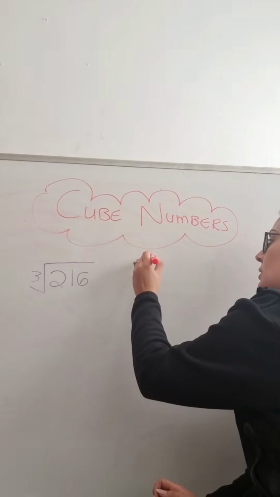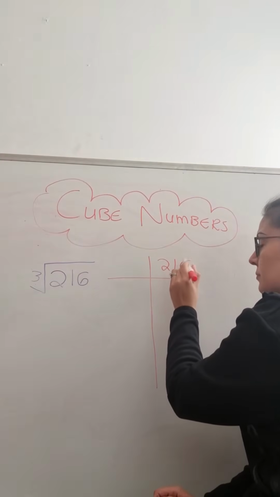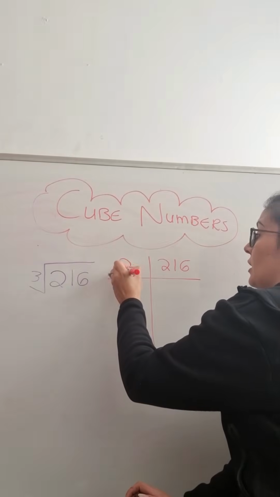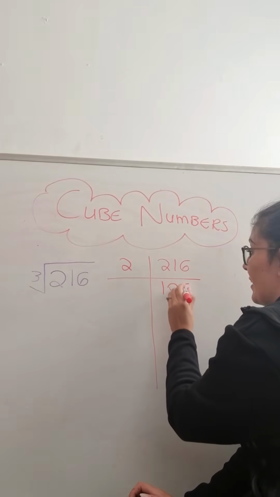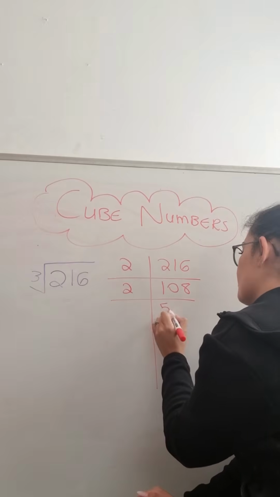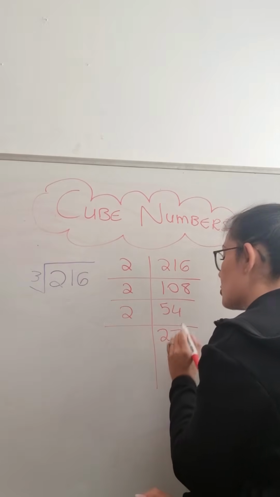Okay, so let's do a t-table for 216. It's even, so I'm just going to keep it simple, divide by 2. Half of 216 is 108. I'm going to divide by 2 again, which gives me 54. Divide by 2 again. Now this gives me 27.